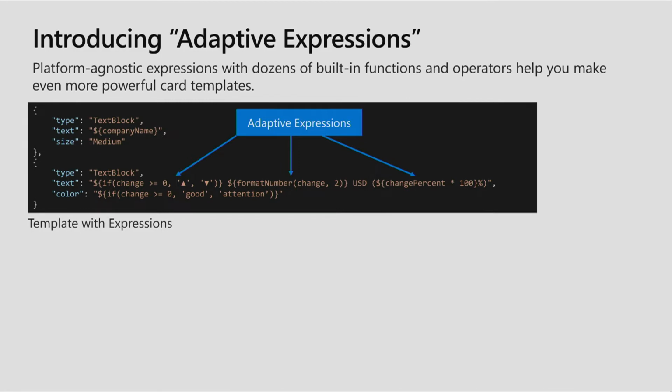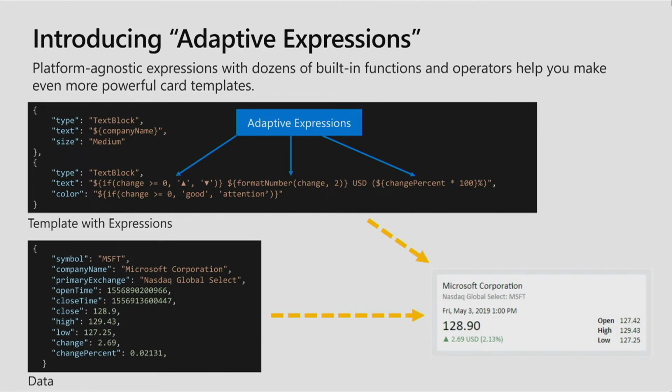You can see here the text property of that text block is actually authored using an expression that has an if statement. The if statement will output one particular character over another depending on the condition if the change is greater or equal to 0. The same way we can format a number as a dollar symbol, an actual currency.